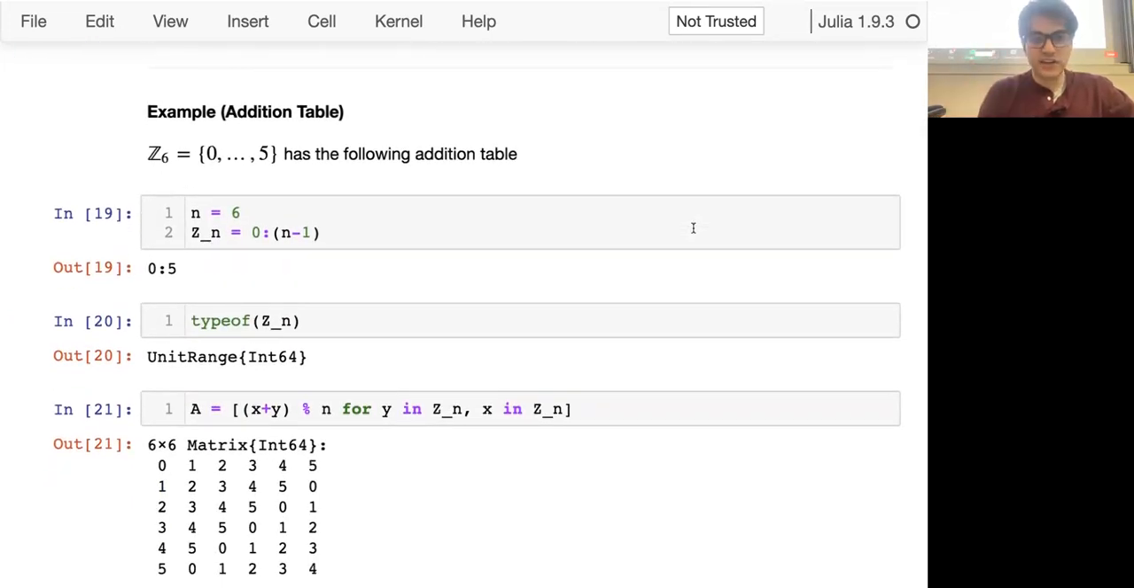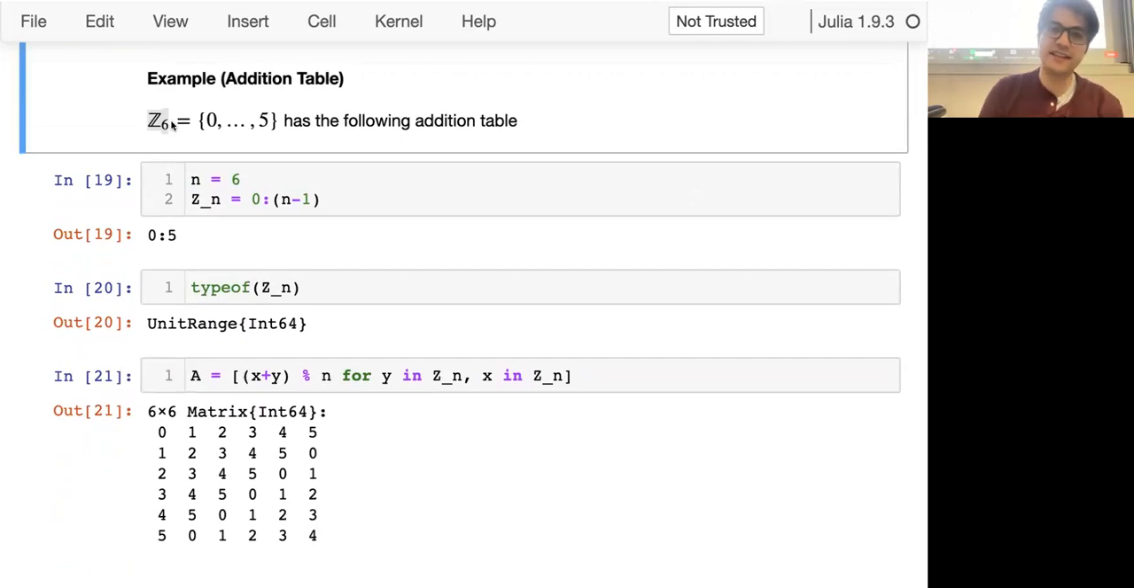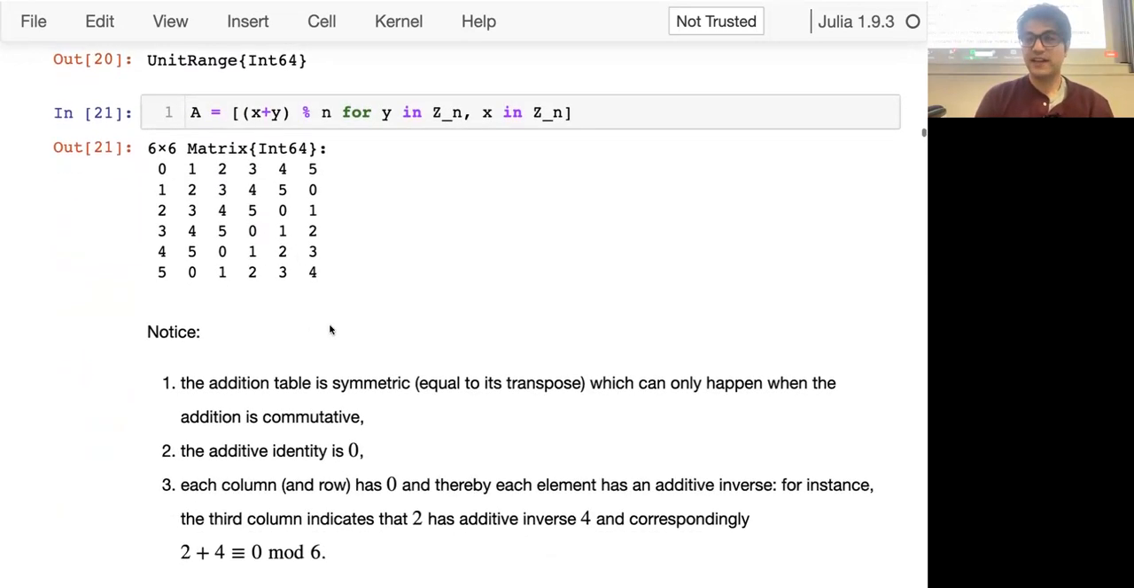And then we started looking at very particular sets or groups, right? So we have this notation, Z sub 6, to denote the first 6 integers starting from 0. And we can generate its addition table. And I believe that's where we left off.